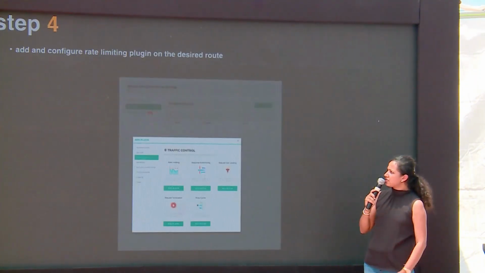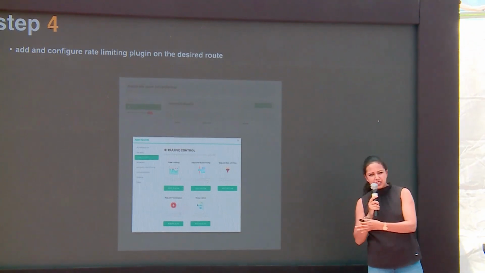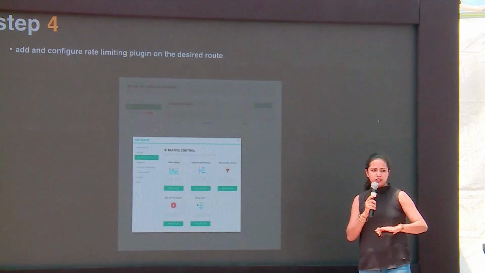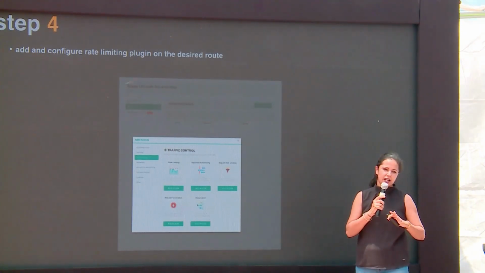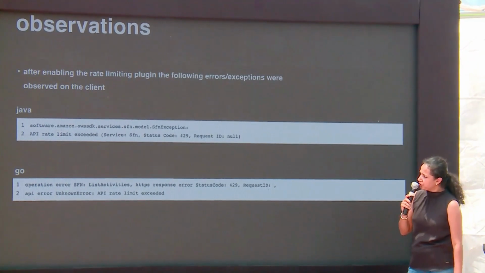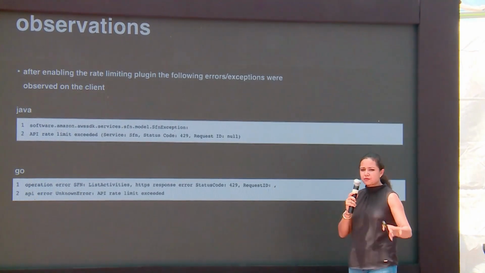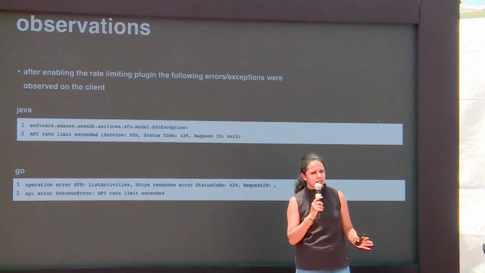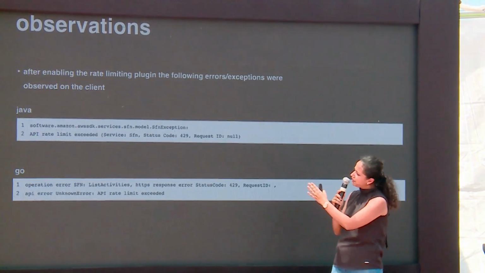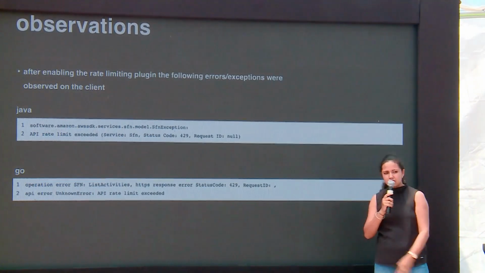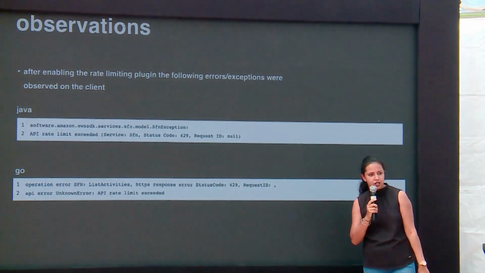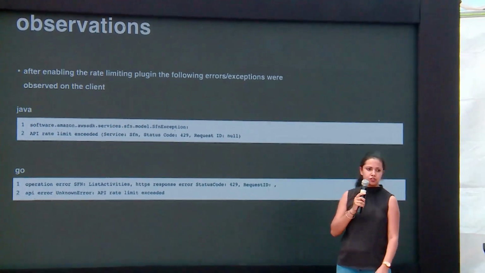And the last step here is that we'll have to enable the rate limiting plugin of Kong on this particular route. So once this was done, and once you configure your Kong and run your application, these are the kind of observations that we have noticed. Instead of the throttling exceptions that we were getting, which were consuming the quota of Step Functions, we were able to rate limit, and we were getting exceptions like API rate limit exceeded directly from Kong instead of the request going to the Step Functions. So this is largely how we solved for this.